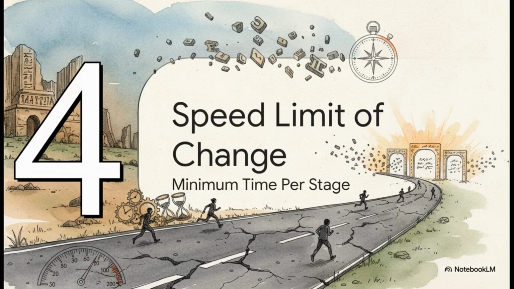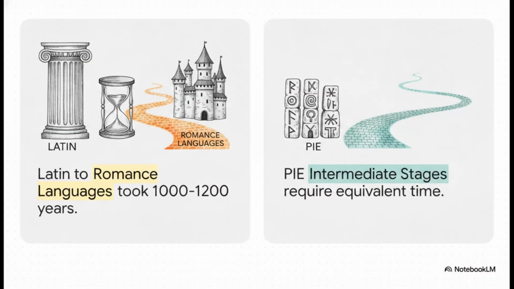Next up, Section 4, the speed limit of change. Establishing a minimum time per stage. Now, what's really interesting about this slide is if we know there are 3 mandatory evolutionary leaps, well, how long does a single step actually take? Luckily, we have a perfect, historically documented benchmark.